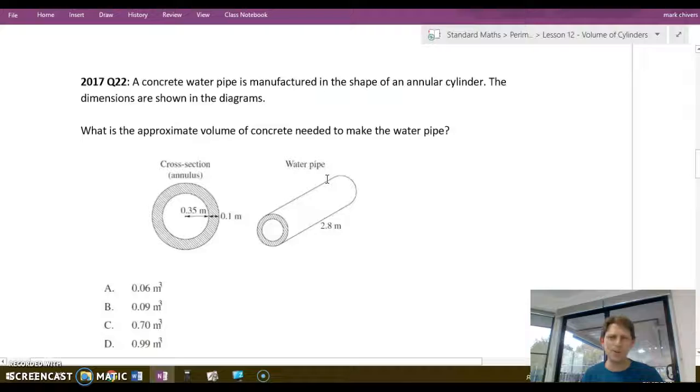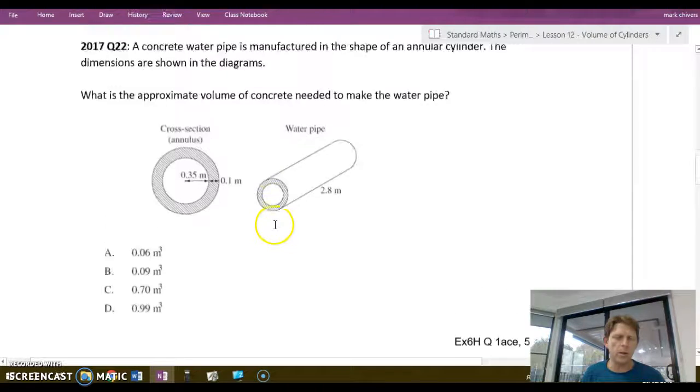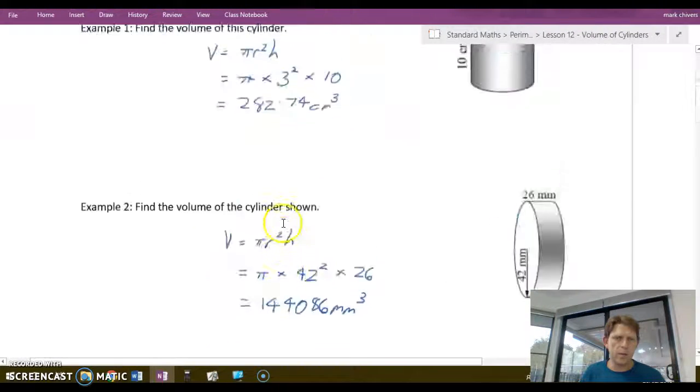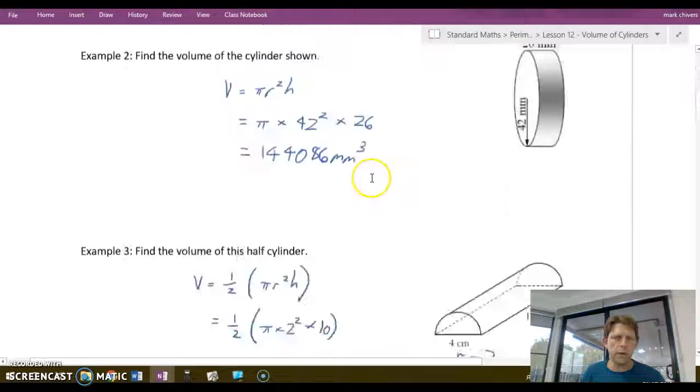What is the approximate volume of the concrete needed to make the water pipe? So what we're interested in is we want to know the area. I'm going to do this one slightly different to the last one, which we could have done this way as well. Like I said at the start, we are just looking for the area of the base, and we can multiply it by the height.